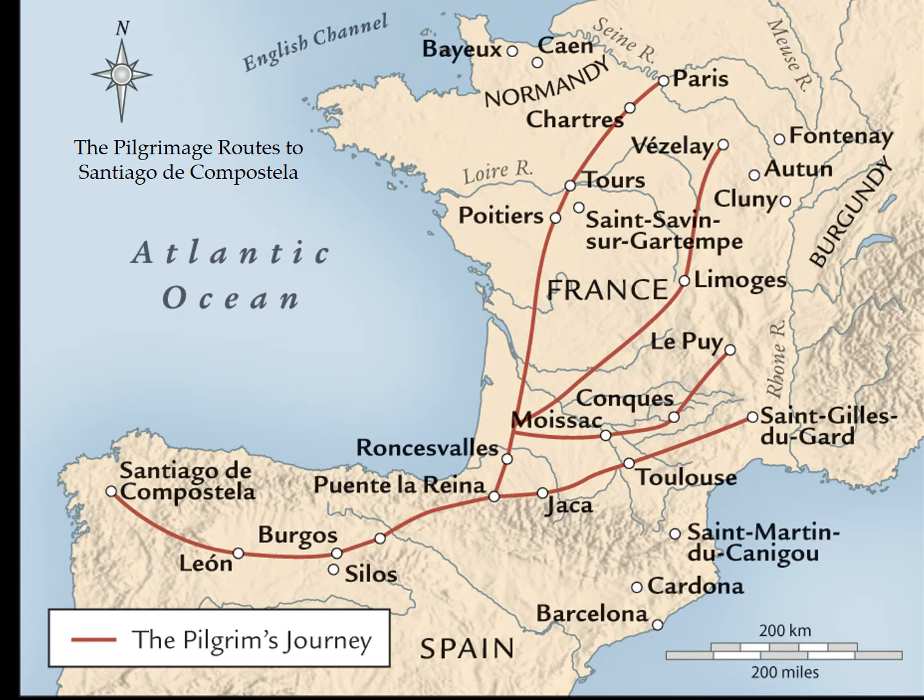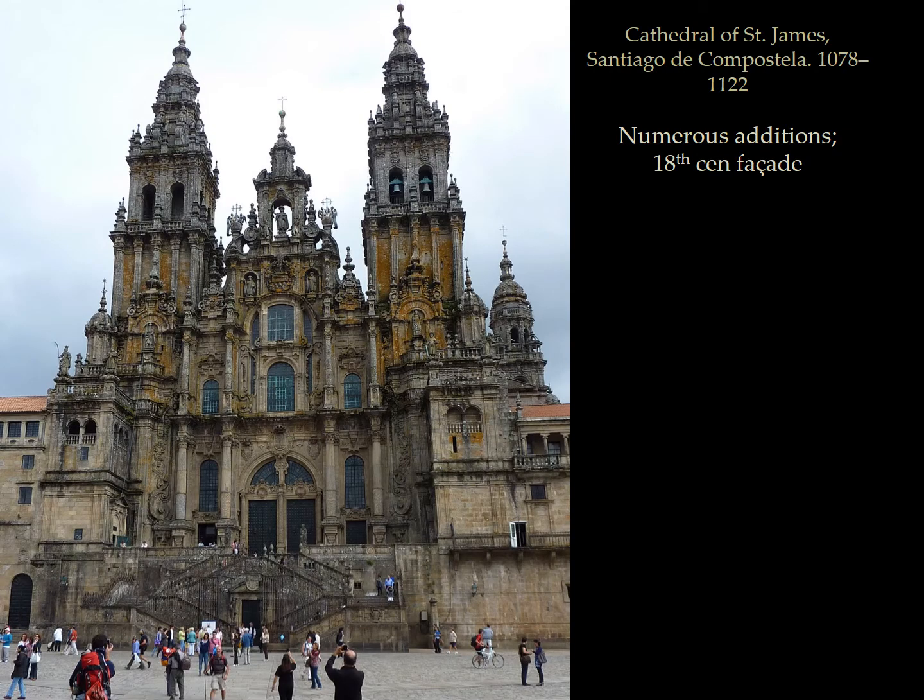These pilgrims, as we are emulating Christ, are going to take these main routes, one of four, which eventually lead all the way down to Santiago de Compostela. The destination is going to be the apostle who was sent to the Iberian Peninsula to spread the message of Christ. Here we have the Cathedral of St. James itself, with numerous additions and certainly a much later facade, as you can see here. This is going to be an 18th century or a late Baroque facade, heavily encrusted.